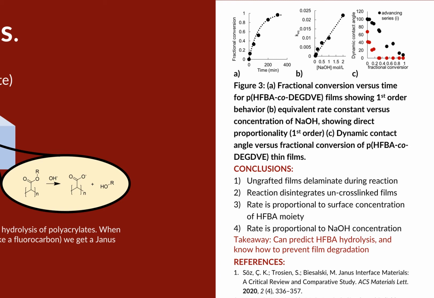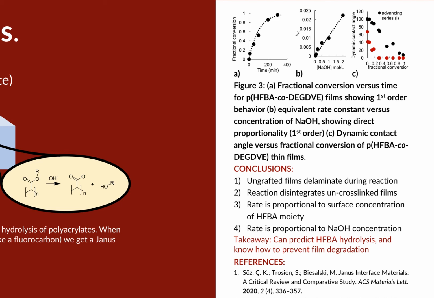Figure 3b shows that there is a direct proportionality between the equivalent rate constant, calculated from the fractional conversion and time, and the concentration of sodium hydroxide. What that means is that the rate of hydrolysis is proportional to the concentration of sodium hydroxide. Figure 3c shows that the dynamic contact angle decreases uniformly during the reaction. This tells us there is a well-behaved change in hydrophilicity following the reaction, and that there appears to be a clear relationship between the dynamic contact angle and the fractional conversion. In the future, such a relationship could possibly provide a simpler way to determine the fractional conversion, because all you have to do is measure the contact angle.